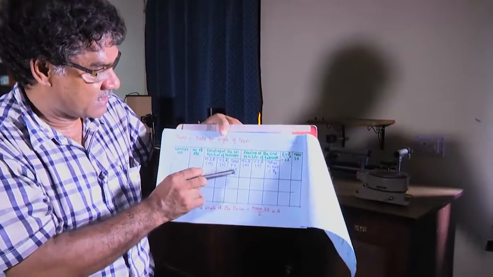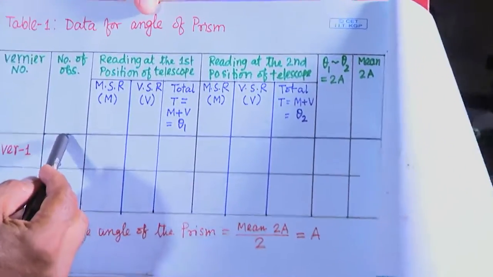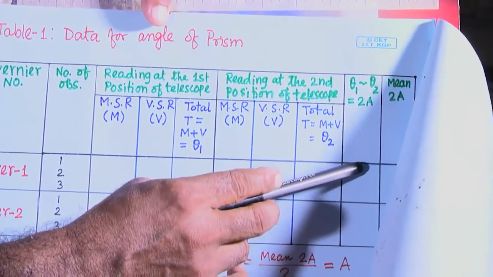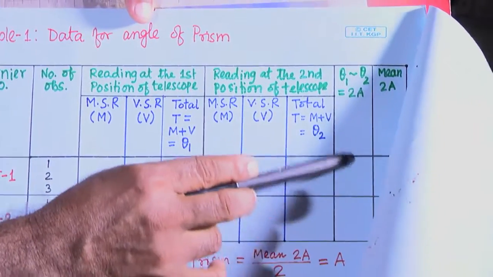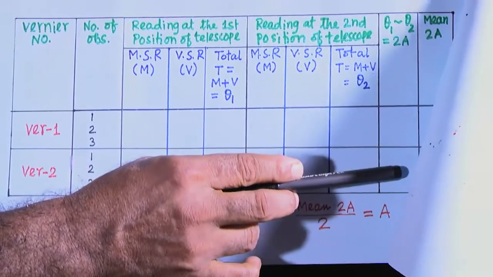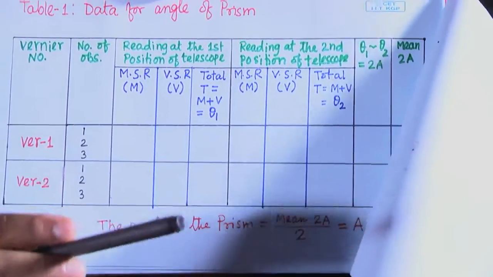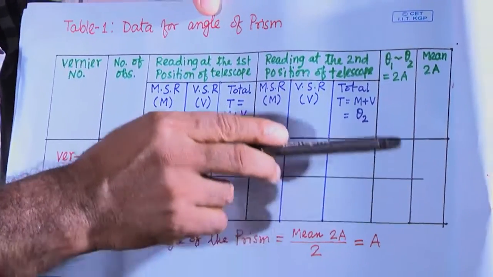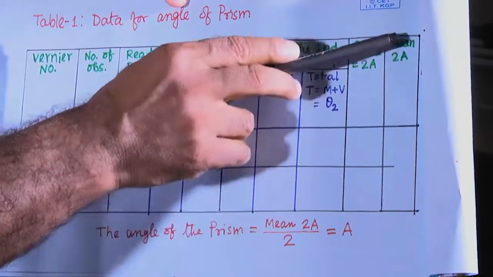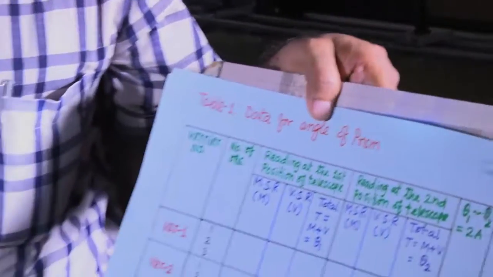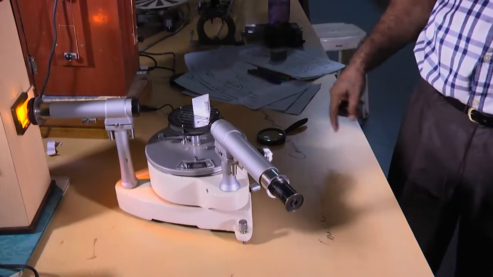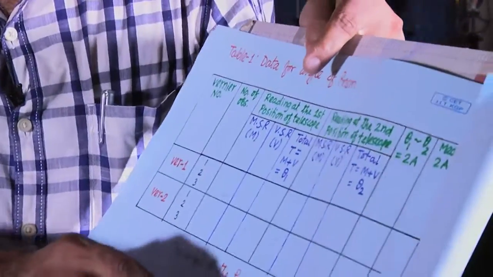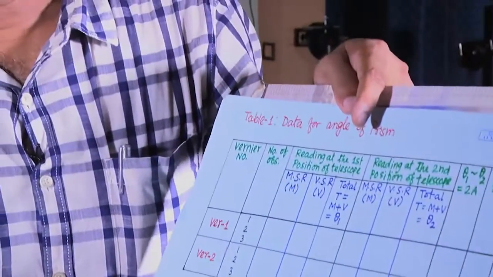Now, if this is theta 1 and this is theta 2, from each setting for observation number 1 you will get theta 1 minus theta 2. For observation number 2 and 3 you will get 3 data here, and here also you will get 3 data. They should be more or less approximately the same. There may be a difference or there may be a mistake in taking reading. So now we have 6 data. Take the average of the 6 data, that will be the mean 2A. So, you will get 2A. Now the angle of the prism you can calculate: mean 2A divided by 2 is equal to A.